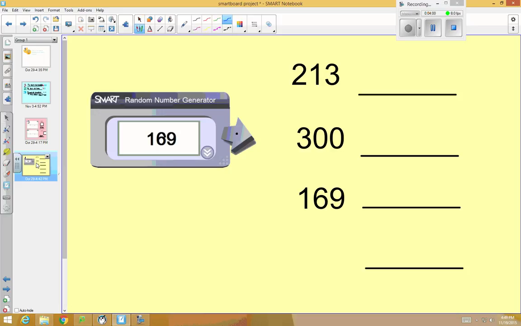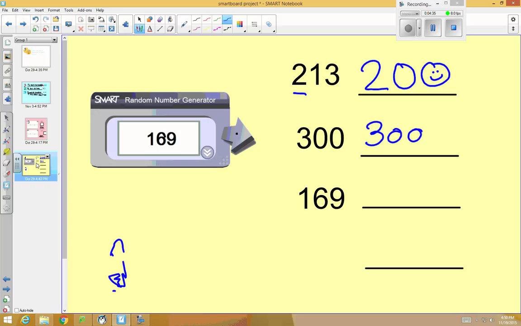Okay, so let's look first. Rule number 1 says that we look where? The hundreds place. Awesome. So the first number on the number line, you can write a 200. Alright, and then we write the next following 100, so the next one up would be a 300. How did you know it was 300? Because it has 2 zeros. That's really easy.